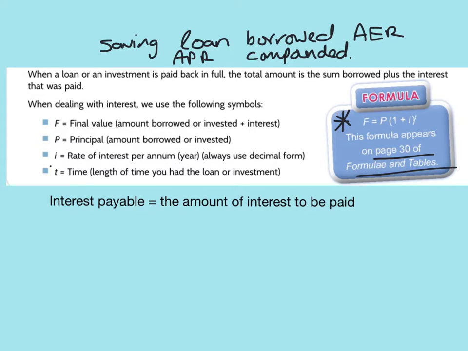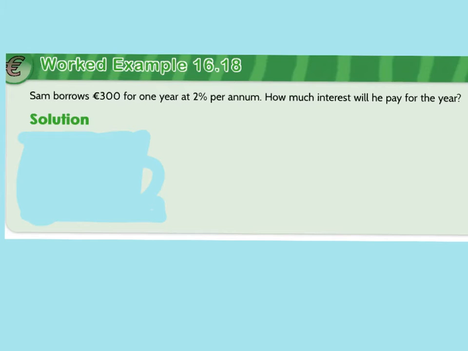Then you have this I, so I is the rate of interest per annum and it's always used in decimal form. And then finally T is time, okay? So those keywords up the top, they're the ones that you need to be looking out for in a question, and we're going to practice some of these questions now. Okay, so using that formula then, where we have F equals P(1 plus I) to the power of T.